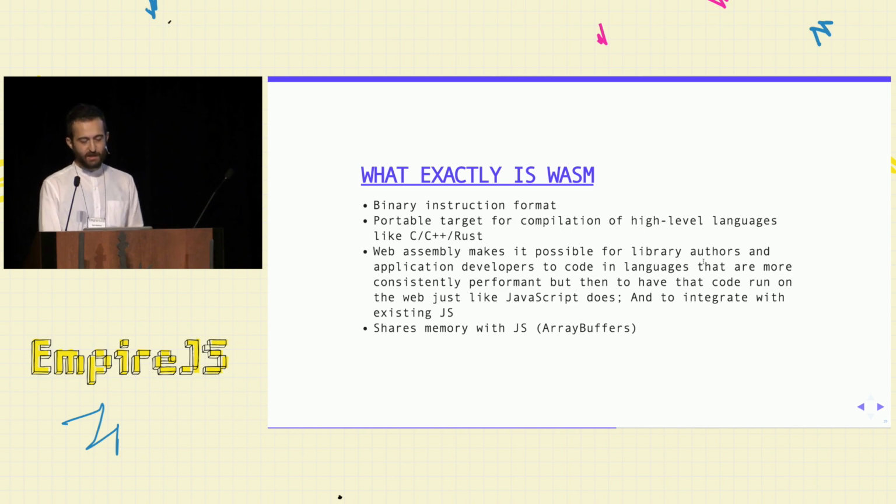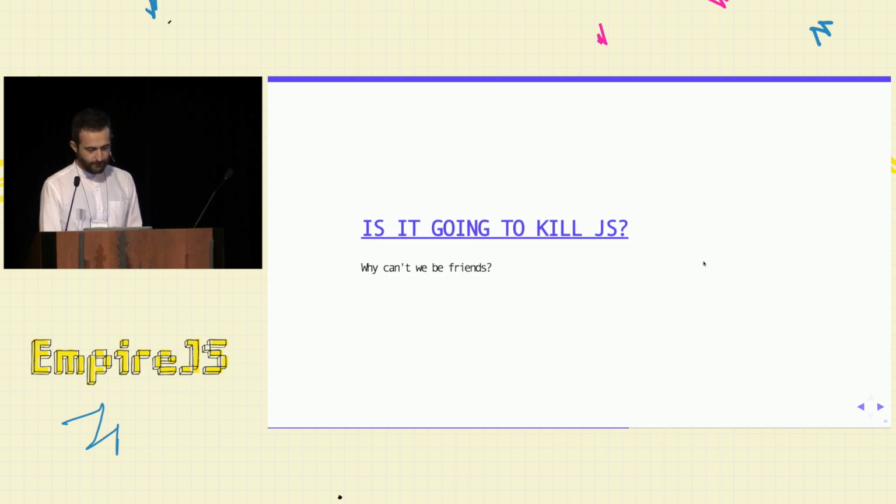It makes it possible for library authors to have interoperability, which is a word I can never really pronounce, between JavaScript and Wasm, which is fantastic. This is something that didn't exist before, and I'm going to talk a little bit about this later too. And it shares memory with JS. Here we go back to array buffers. Wasm basically uses array buffers as a heap to allocate memory.